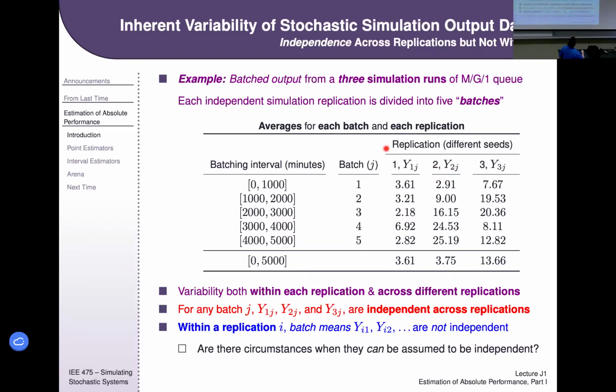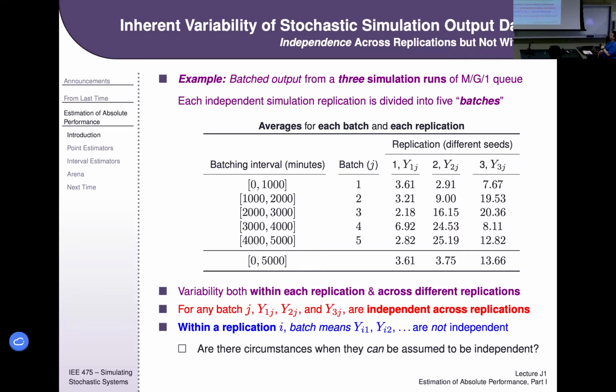So this picture here of variation within a replication and variation across replications, those are the key things that we're worried about in this unit. All right, any questions about the data that's up there, or this idea of batches?